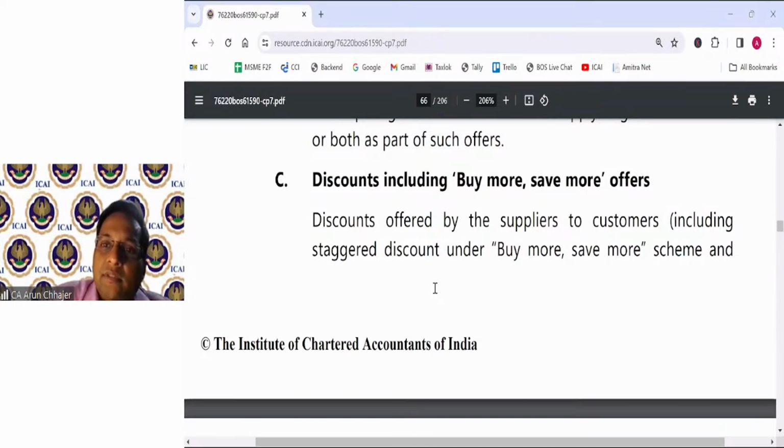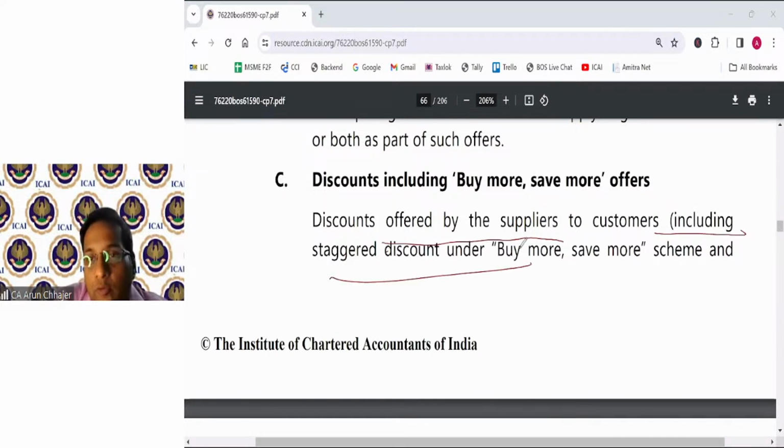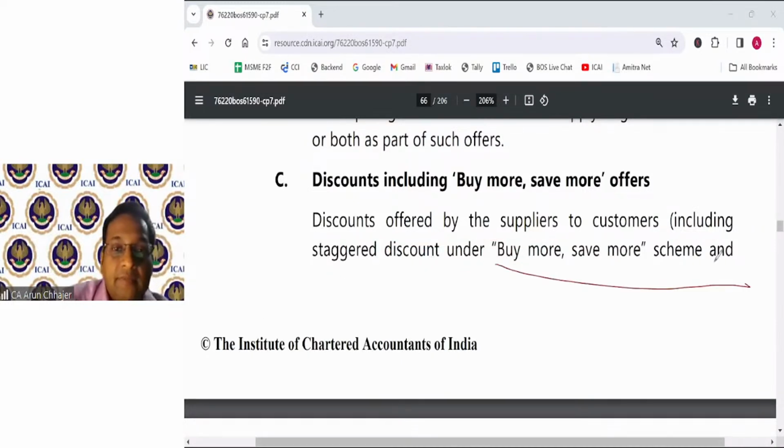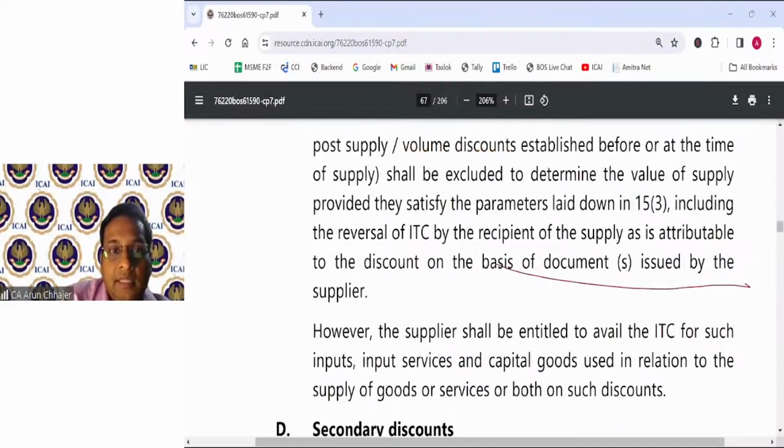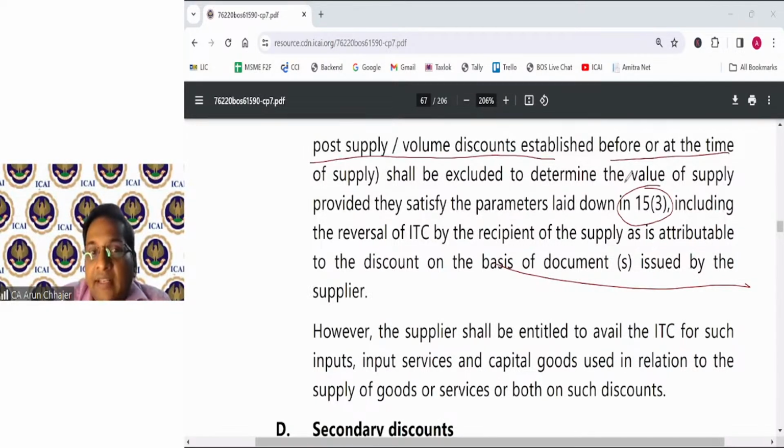You will find almost the same thing we have discussed in detail. Discount offered by the supplier to the customer, including staggered discount. It means, let's say you are buying 10,000, I will give 10% discount. You are buying 15,000, I will give you 15% discount. So the discount has been divided in a staggered manner. The post supply or volume discount, if it is established as per section 15 subsection 3, then discount amount shall be excluded from the value.